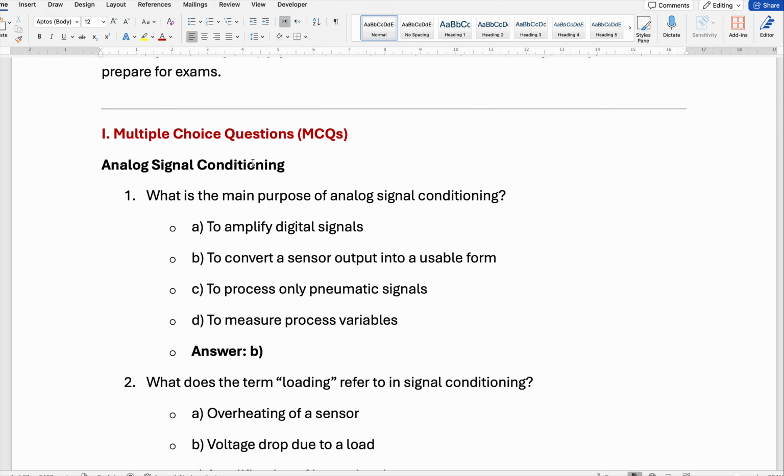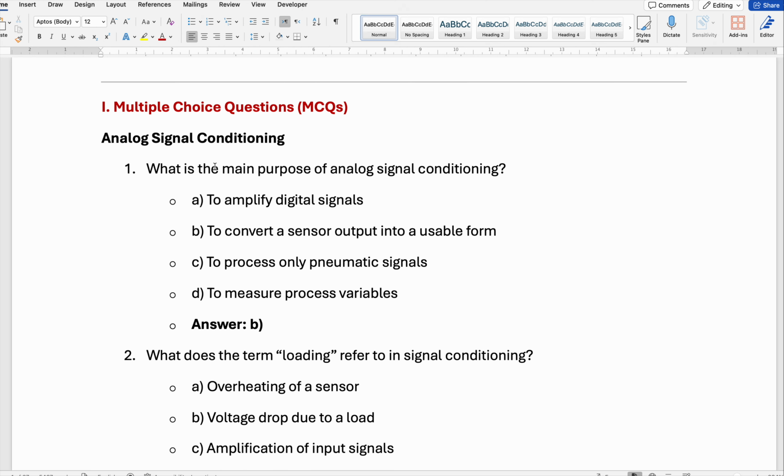For example, we have this MCQ, analog signal conditioning. What is the main purpose of analog signal conditioning? Well, if I have a signal, I need to condition it so that it can be used. That's the idea. And why condition it if the signal is already ready to be used? In this case, the option is amplified digital signals.